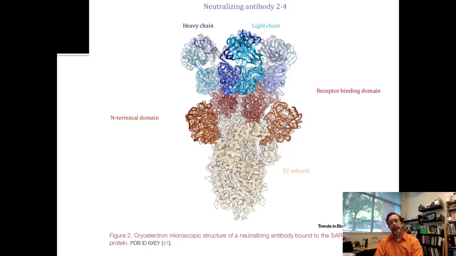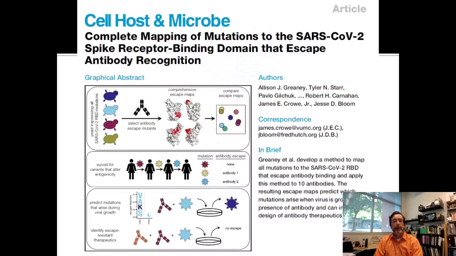And you can see that I believe that it binds in the up configuration. So if you can get cryo-EM structures of antibodies that work, we can make a bunch of those, and we can see, well, where are the antibodies binding? And that's where this comes from.